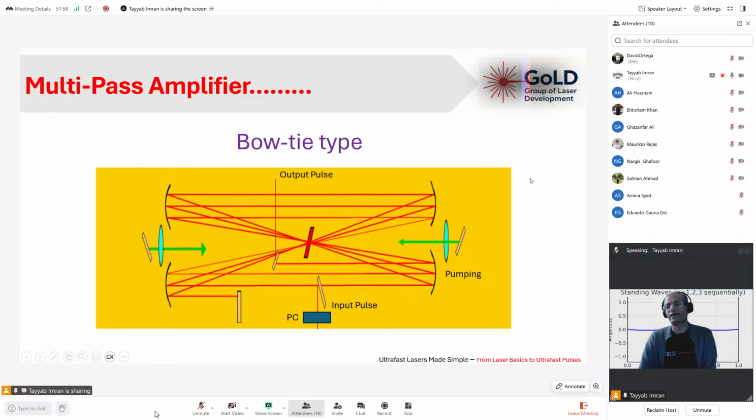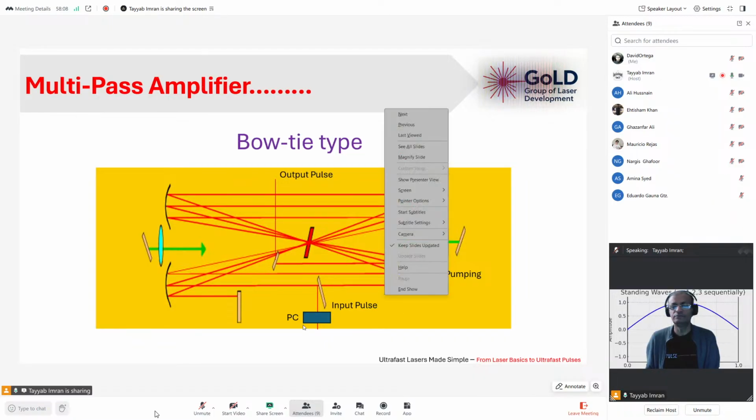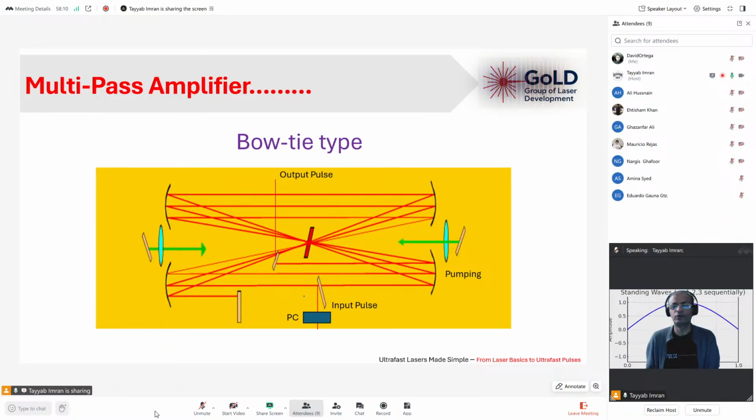And after that, this is bow tie type. So bow tie type is not a ring type. So what exactly happened here? If you see here, this is the input. Okay. And this is a Pockels cell which decides the pulse. And then from here, these are the mirrors, concave mirrors, curved mirrors.